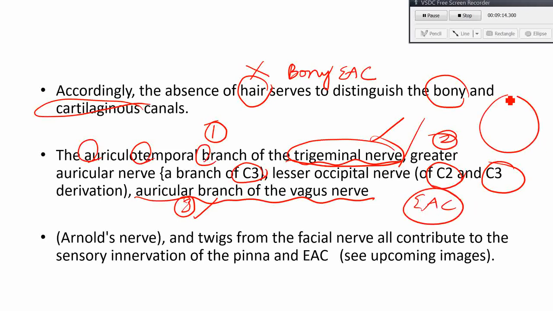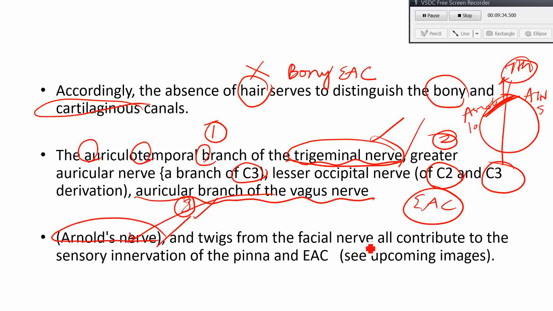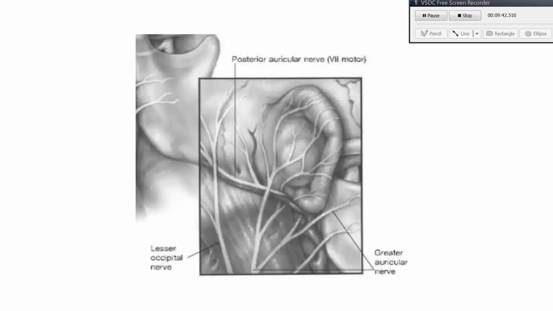When you take it, anteriorly is the auriculotemporal nerve, posteriorly is the vagus related to Arnold's. You can just remember that 5 and 10, simply that. Posterior superiorly will be your seventh nerve. Arnold's nerve is the auricular branch of vagus. This is nothing but the auricular branch of vagus and twigs from the facial nerve. All these contribute to the sensory innervation of the pinna and EAC. You could understand this.